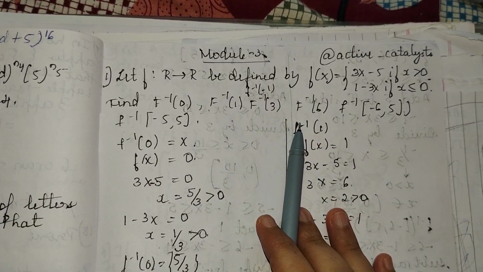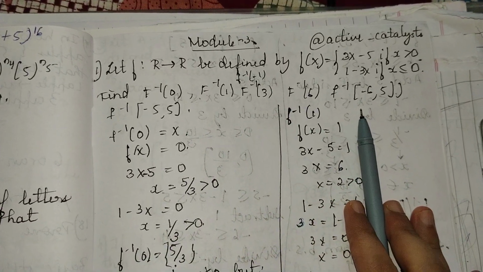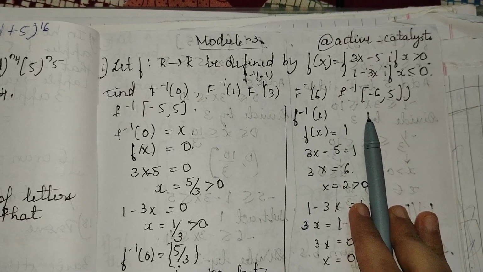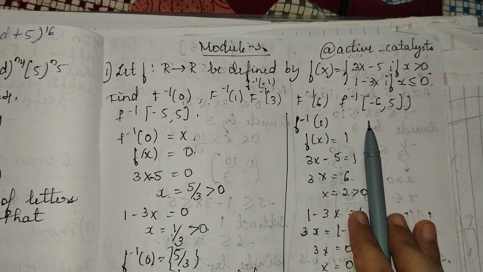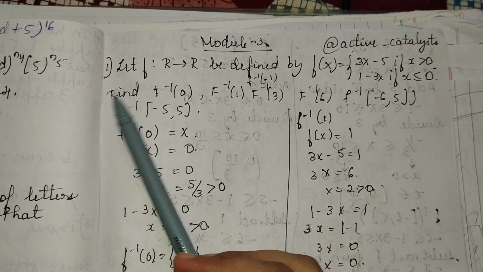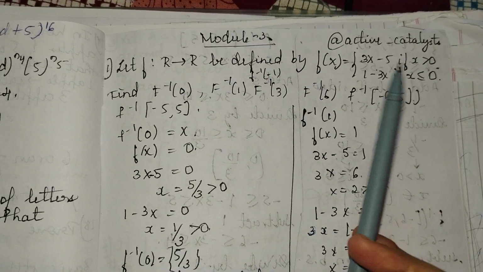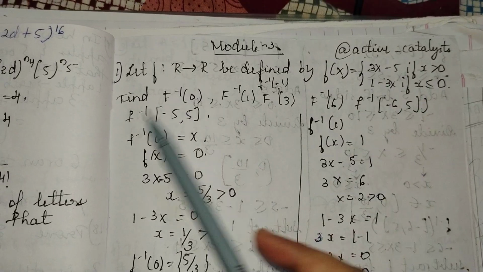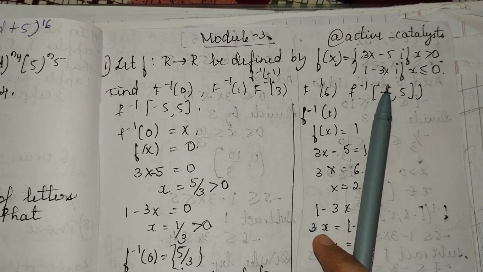Okay, first thing, this module is very easy, but only if you understand. I know you all had relations and functions, but it's not completely the same as what you did in 12th class. So the first question: they have given one relation and two equations where the values of x are specified. We have to find f inverse of 0 and so on.